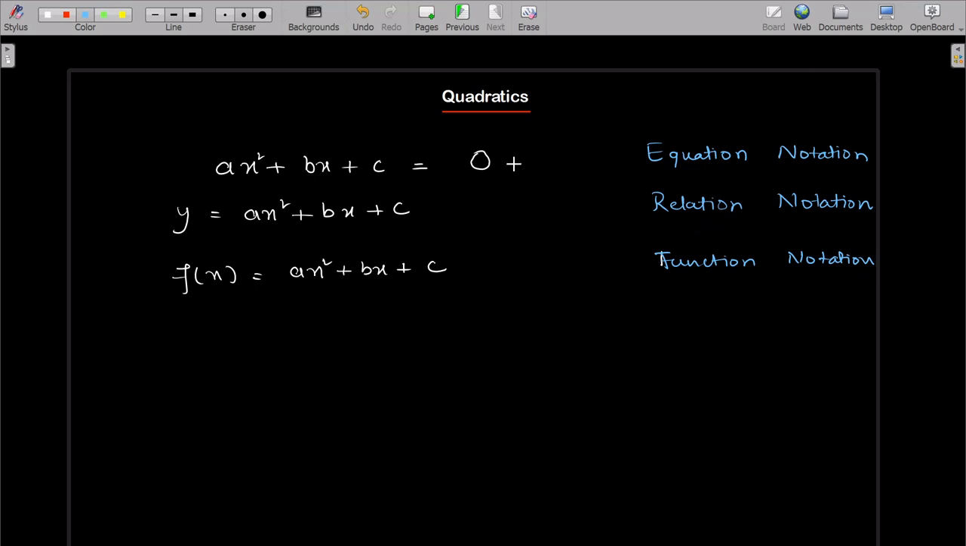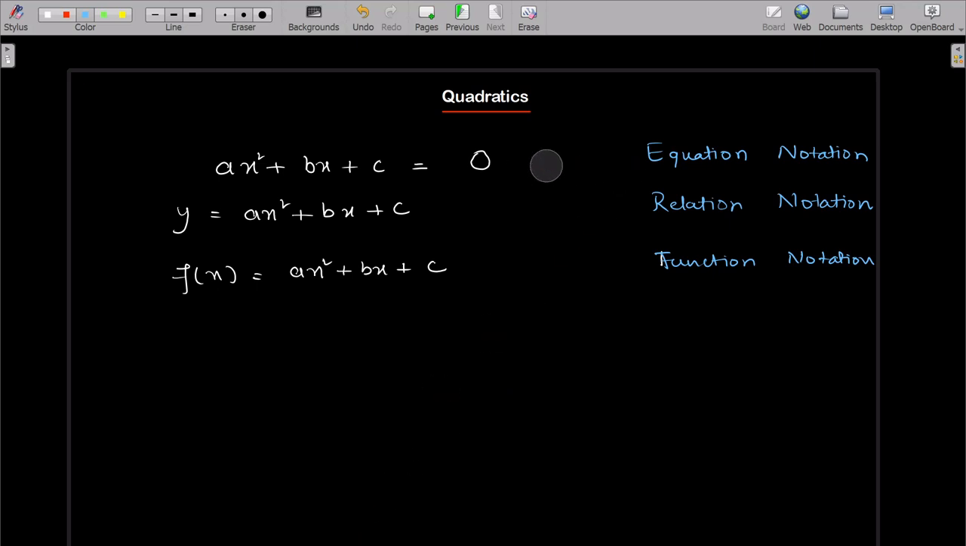When we solve an equation, we find the values of x. So we say that these are the roots or the solutions of this equation. And if we put it equal to 0 and find the values of x, we say, like in the third case, that these are the zeros of this function. Okay, these are the notations.